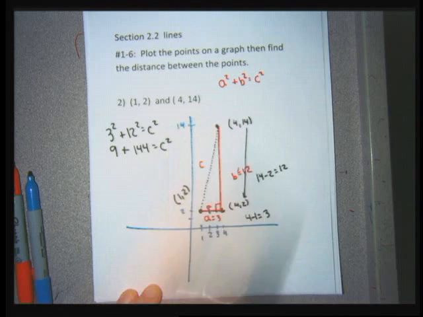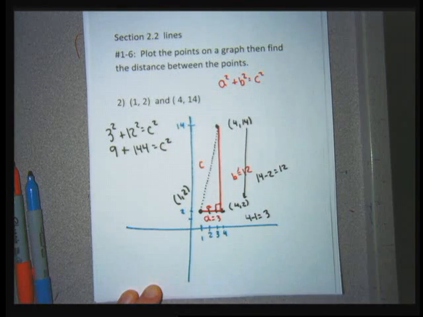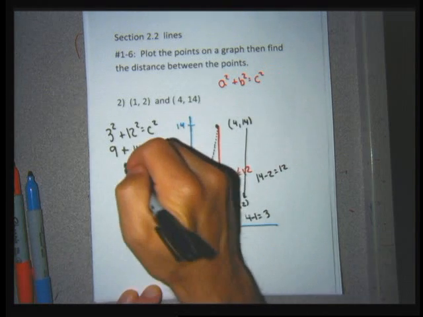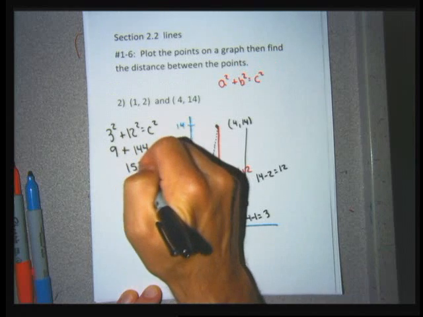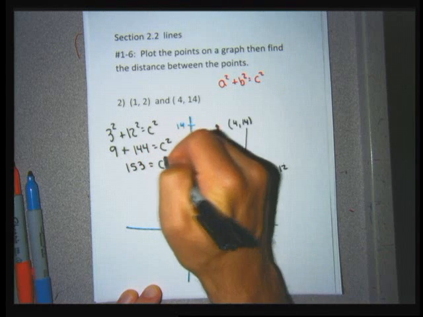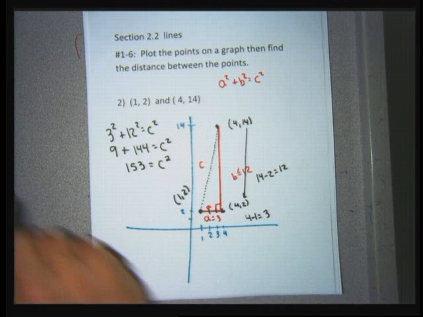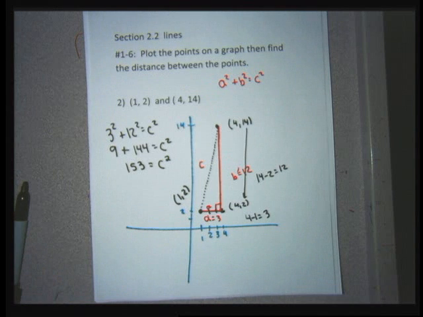And then c squared is just c squared. Now I'm going to add the 144 and the 9 on the left side and get 153. So I get 153 as c squared. And then usually when you solve a problem like this, you do plus or minus the square root.